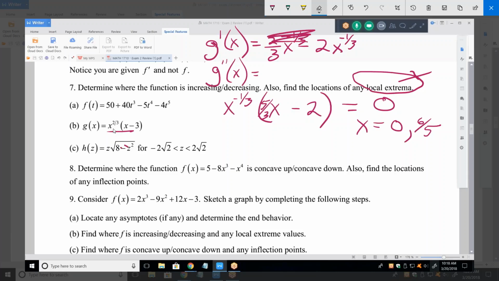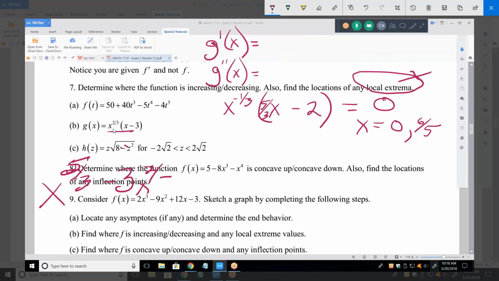Oh, gee. Okay, let me multiply these 2 together. That gives you x to the 2/3. Oh, no, it gives you x to the 5/3 minus 3x to the 2/3. And now the first derivative is 5/3 x to the 2/3 minus 2x to the minus 1/3. Do I got it right now? Yeah. Okay. All right.